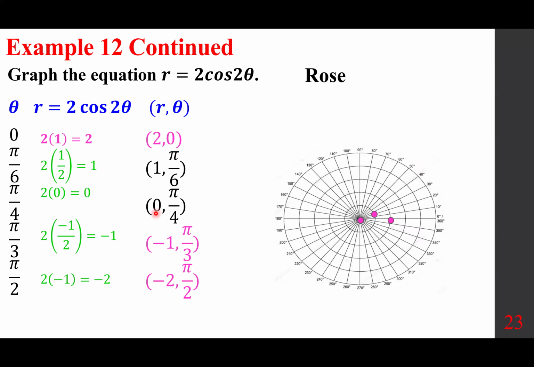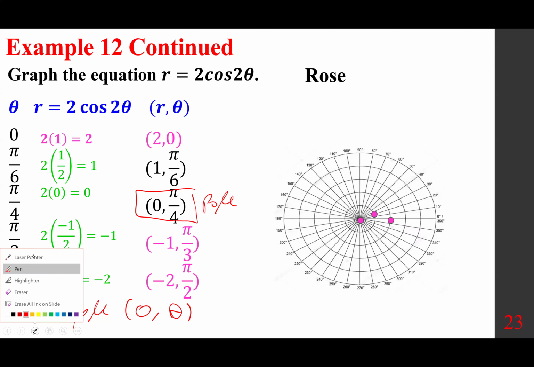When r is 0, it doesn't matter what you have, it's the pole, which has coordinates 0 with any theta. I mentioned it last time. Any angle, it doesn't matter, the r is 0.